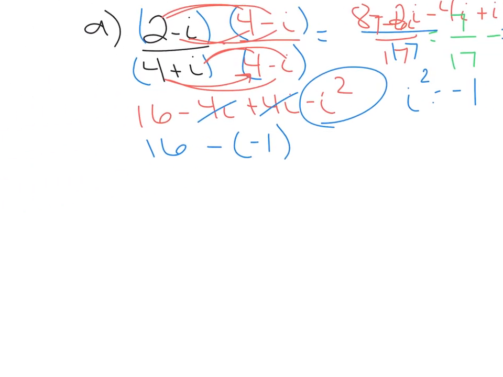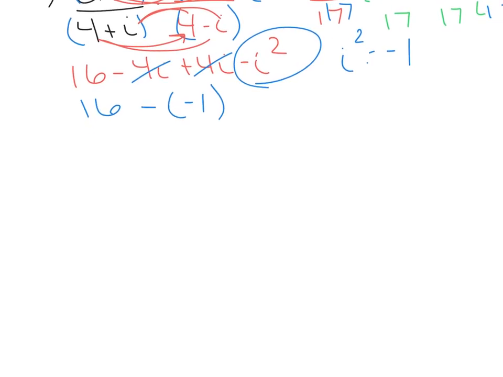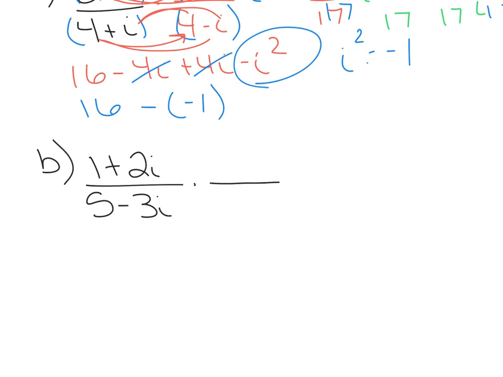All right, so we're going to go on to letter B, which says 1 plus 2i over 5 minus 3i. We're going to use a conjugate. So the conjugate of the denominator is 5 plus 3i. You always use the conjugate of the denominator because the idea is that you have to get rid of the i in the denominator. It doesn't matter if i is still in the numerator. We just can't have i in the denominator.